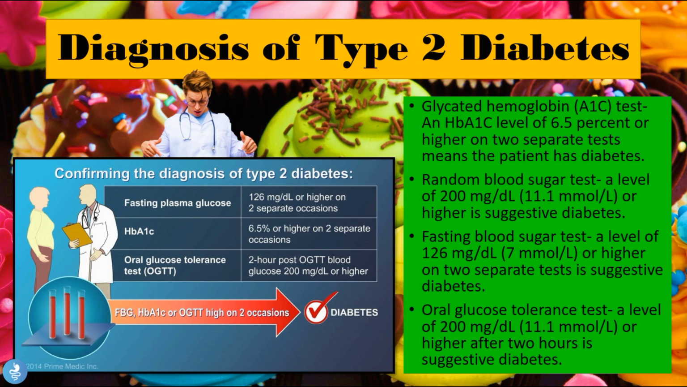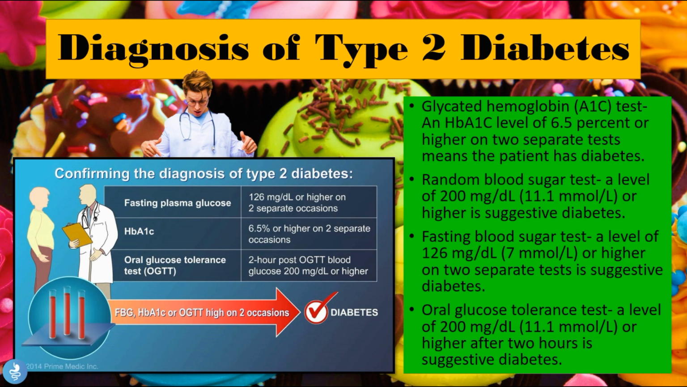So now let's talk about the diagnosis of type 2 diabetes. The blood tests are very helpful in helping us to diagnose type 2 diabetes. The first thing we do is a glycated hemoglobin test, which is also known as an HbA1c test. And an HbA1c level of 6.5% or higher on two separate tests means that the patient has diabetes.